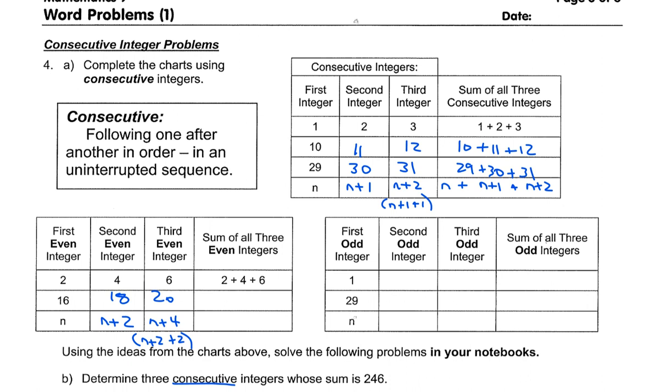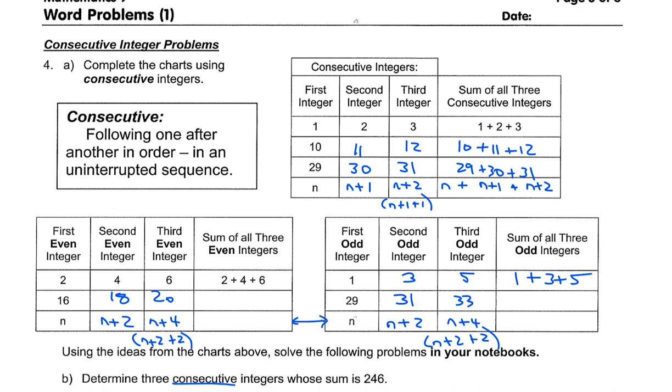Okay, now in the last box, what if it's consecutive odd integers? So if the first odd integer is 1, well, the next odd integer is a 3, and the third one is a 5, right? So the sum is 1 plus 3 plus 5. If the first one's 29, the next odd one is 31. So again, it's 2 more than the first one. And then another 2 more gives us 33. So if our first odd integer is n, the next odd integer is going to be n plus 2. Now that's the same as what happened with the even numbers. The next one is n plus 4, which is really n plus 2 plus another 2. It looks exactly the same as the even numbers.